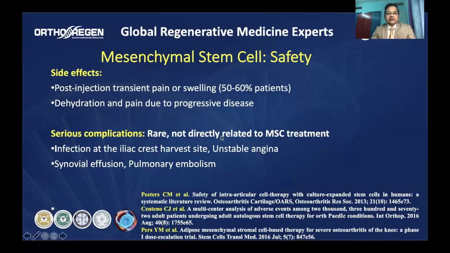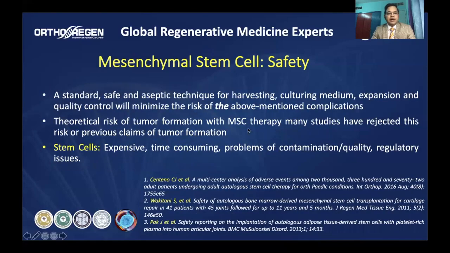Serious complications have been reported, but they are not directly related to the stem cells, like infection at the iliac crest, unstable angina, effusion, and pulmonary embolism. So if you use a standard, safe, and aseptic technique for harvesting, and if you're using culture expanded cells from a reputed lab with good control on culture medium expansion, then the risk can be minimized.